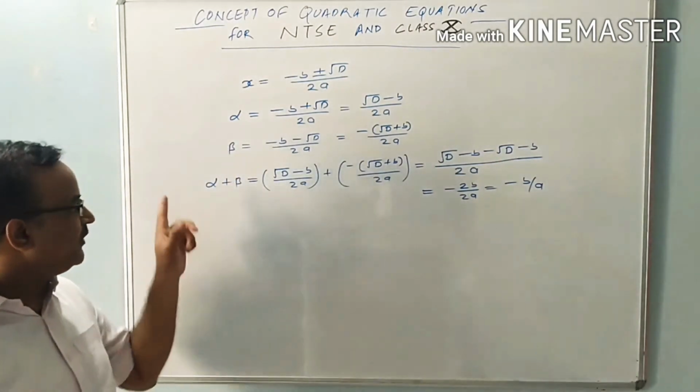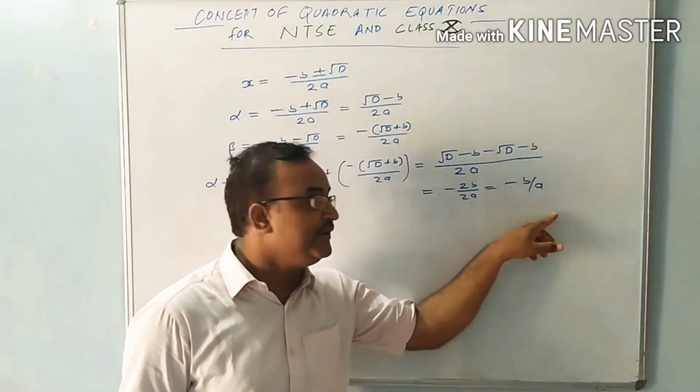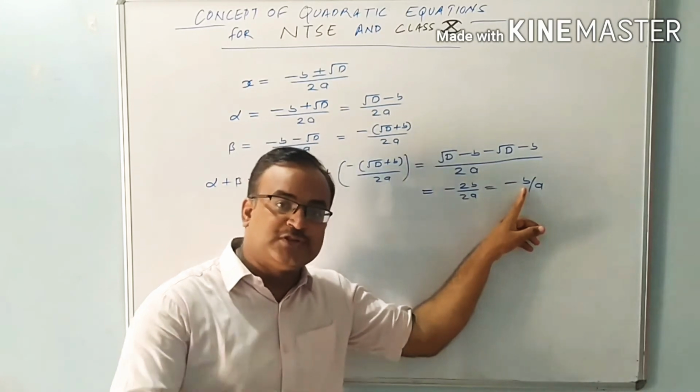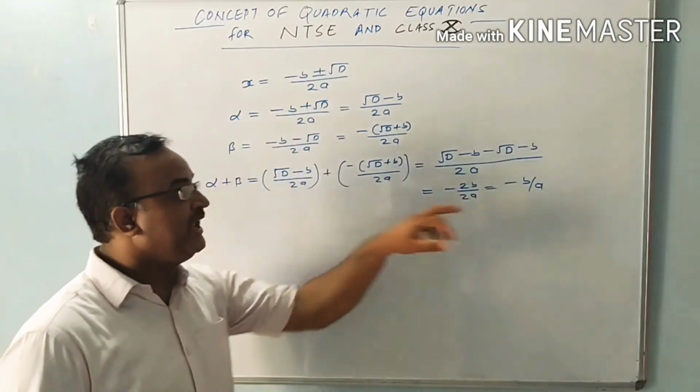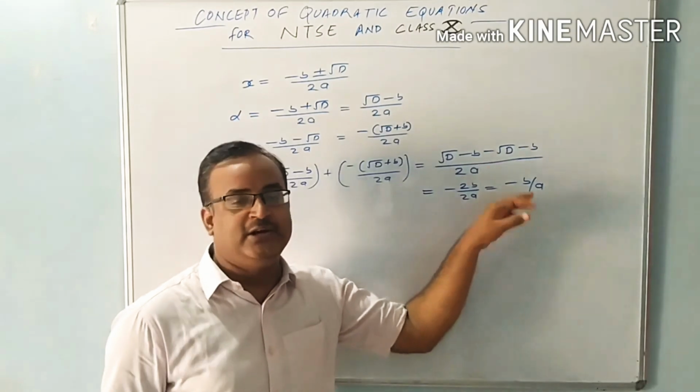You know this formula, alpha plus beta is equal to minus b by a, where b is the coefficient of x and a is the coefficient of x square in the quadratic equation.